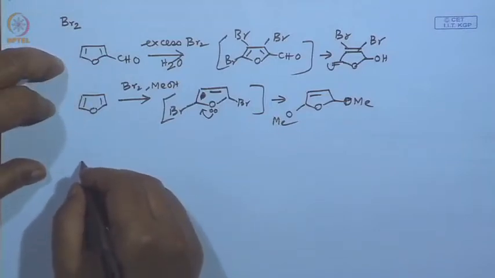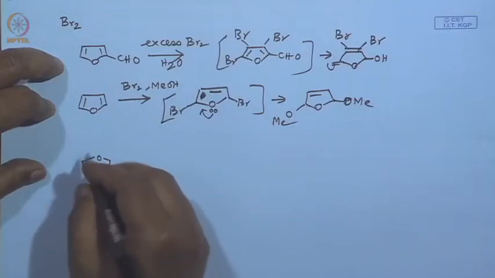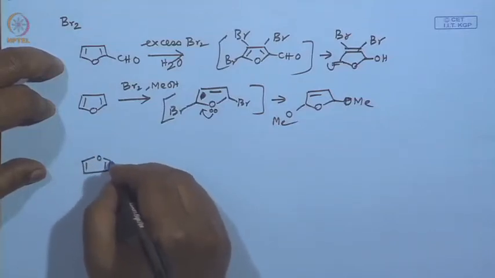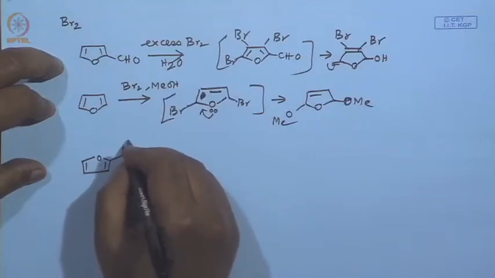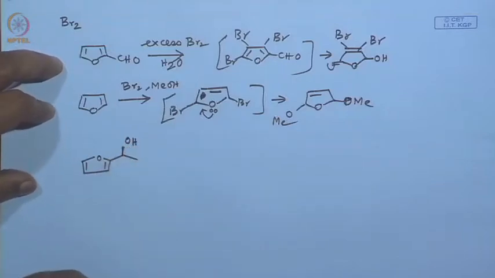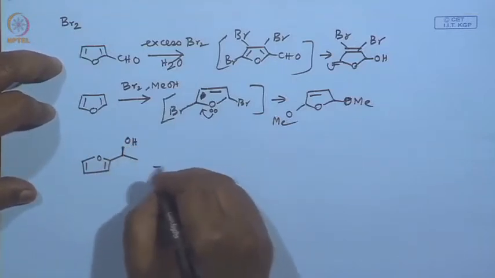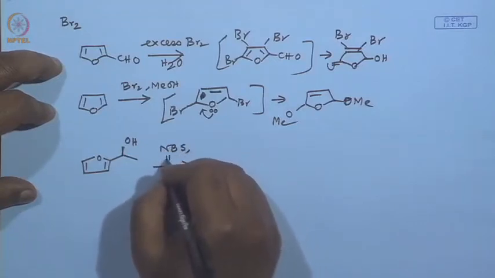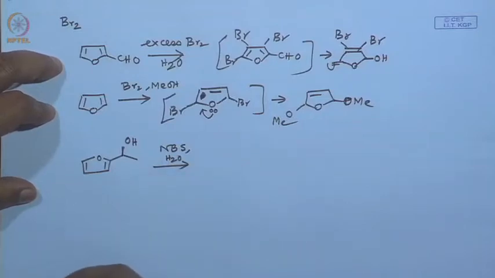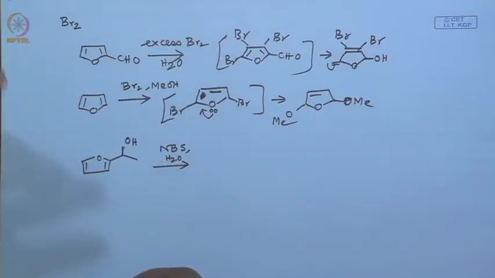Now, if you just change the substrate, say initially it was furan, the next example was furan carboxaldehyde. Now, we have a substrate, let us say just a little change. It is now hydroxyfuran, and then the reagent also is changed a little bit, NBS and water. What is it equivalent to? Bromohydrin, bromonium ion and OH.